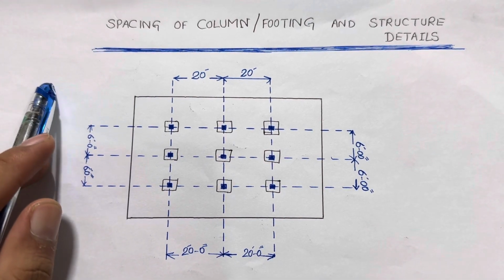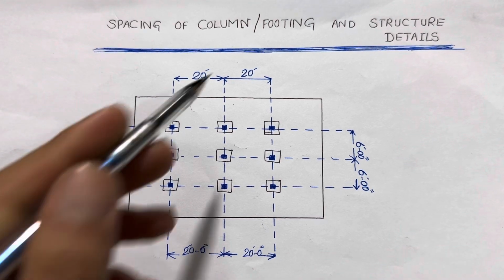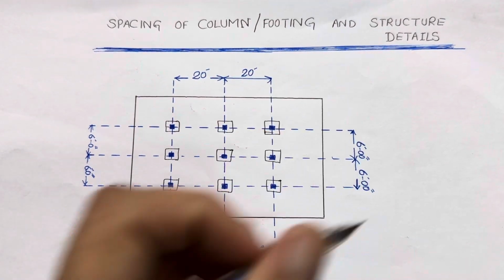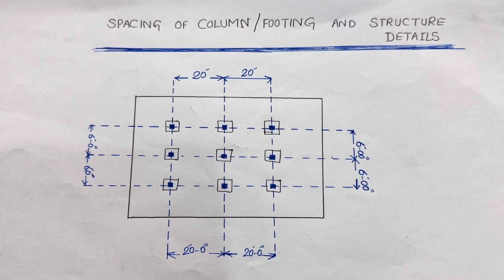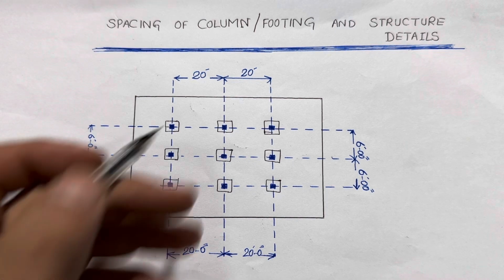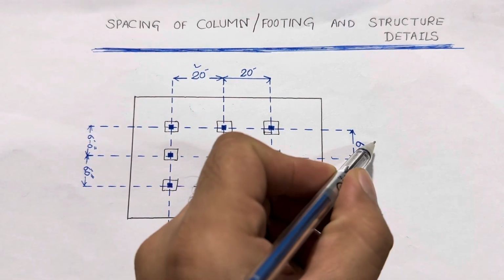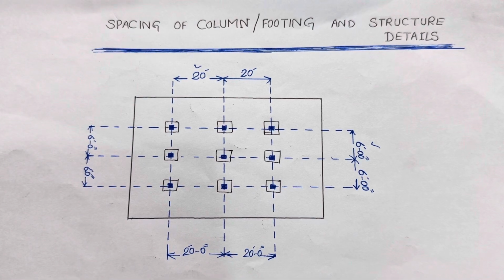In this short video lecture, I will guide you on the spacing of columns or footings in steel structure design. You will learn the minimum and maximum spacing of footings or columns for a normal residential building: a maximum span of up to 20 feet and a minimum span of up to 6 feet. Let's get started, guys.